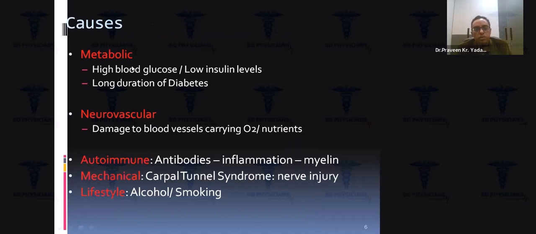Now, causes I've already mentioned: high blood glucose level, and the duration of the diabetes is very important. The neurovascular causes due to atherosclerosis or reduction in the blood supply to the nerves. Then autoimmune mechanisms may be there. There may be antibodies which may give rise to inflammation and damage to the myelin sheath. There may be compressive neuropathies, especially carpal tunnel syndrome. We know carpal tunnel syndrome, the most important predisposing factor is diabetes mellitus. So that gives rise to the neuropathy. Then lifestyle is very important, especially alcoholism and smoking, which may again worsen the neuropathy.